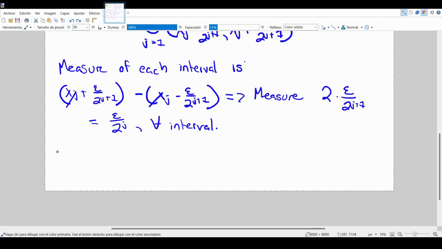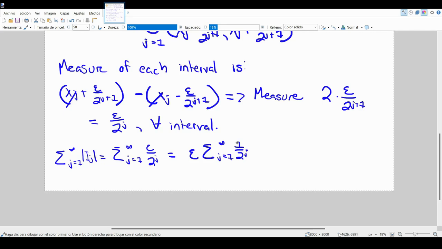So we can now write the sum of all of the intervals as the sum from j equals 1 to infinity of epsilon over 2 to the power of j. We can now pull the epsilon out, so we have this. And this is a decently well-known result that this sum converges to 1, so we just have epsilon. And since epsilon is any real positive number, the result follows, and we are done.